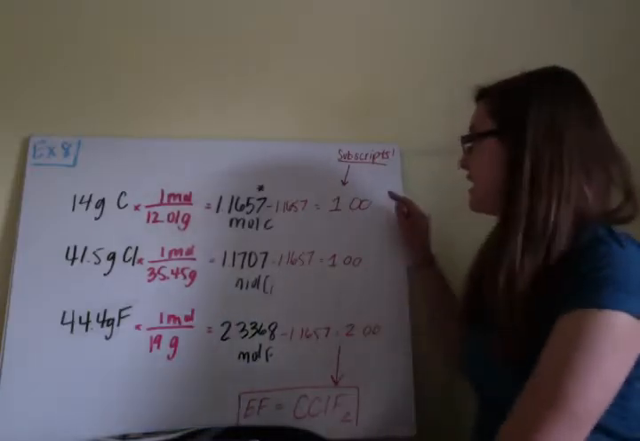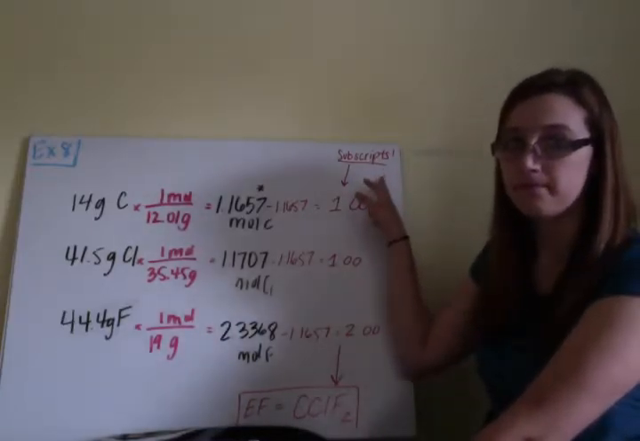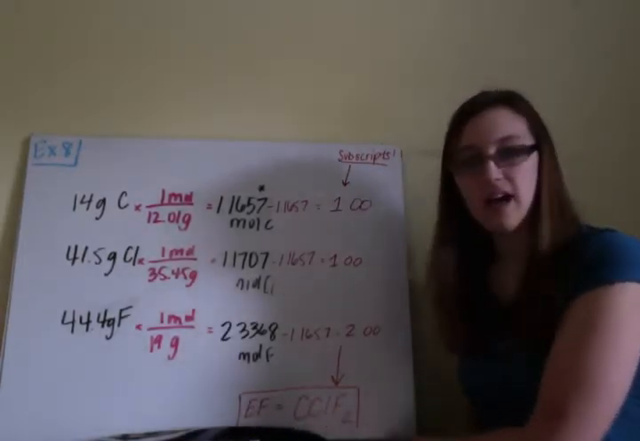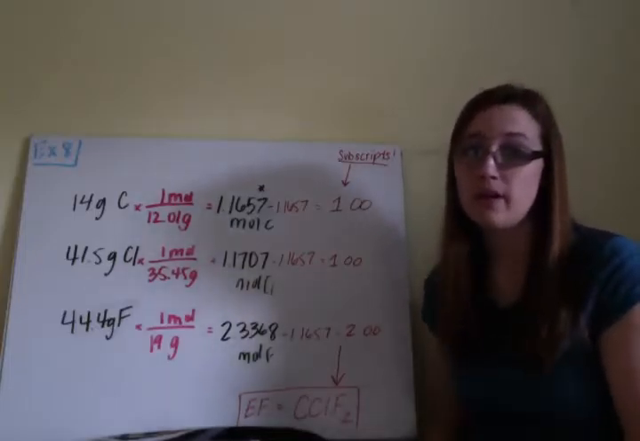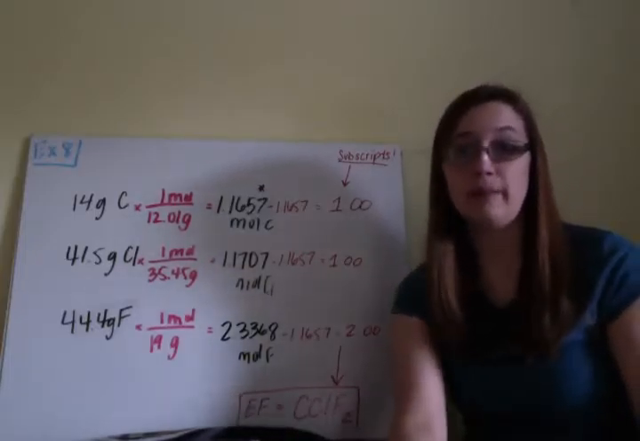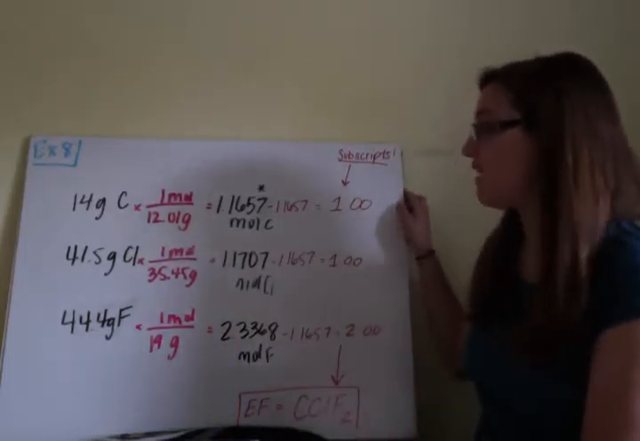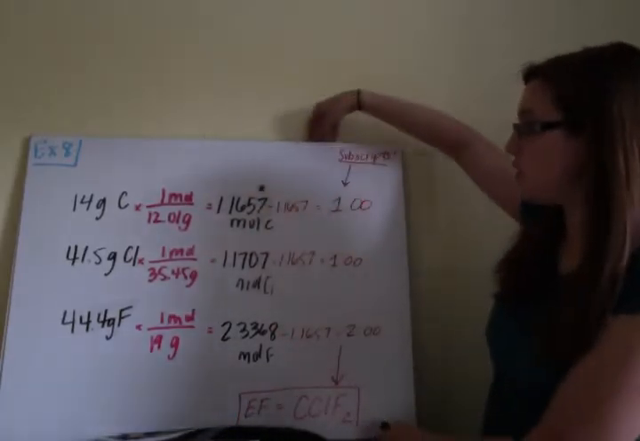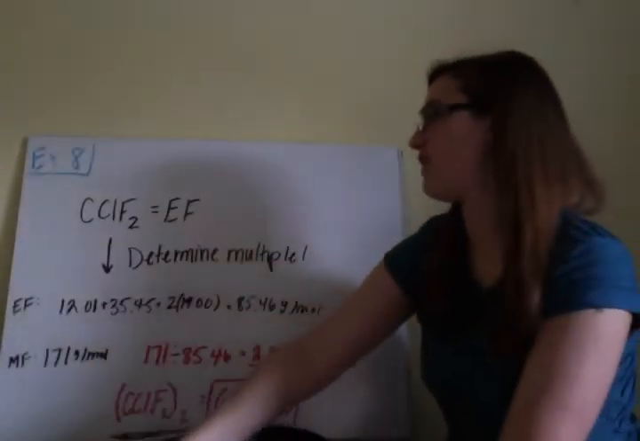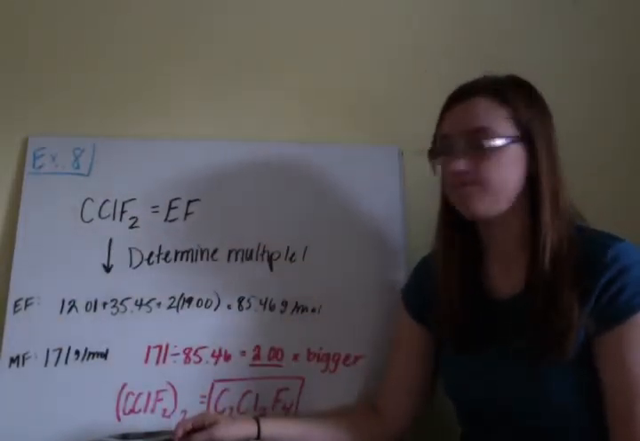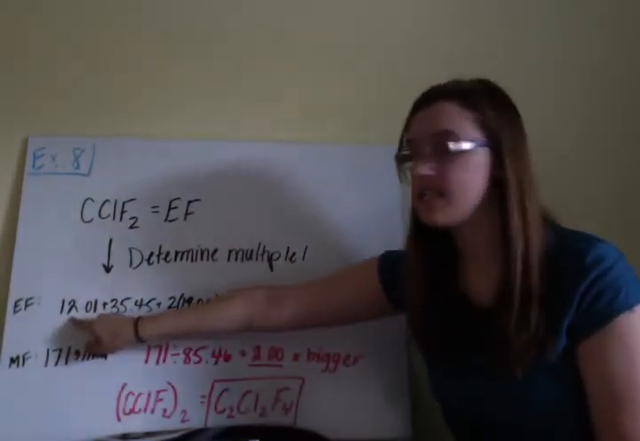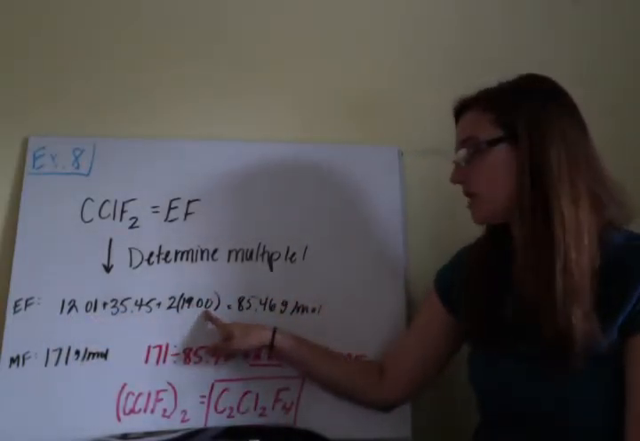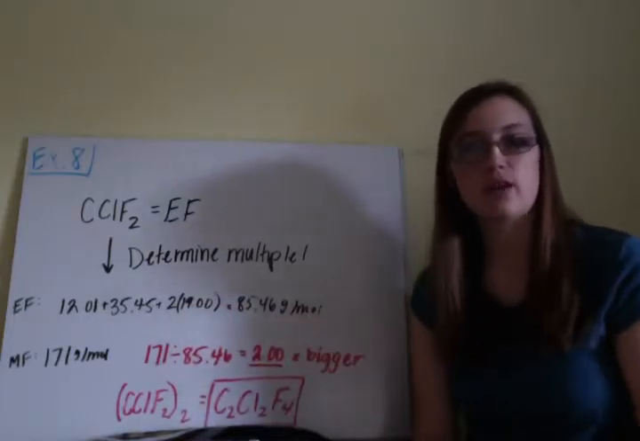So what that means is these values are my subscripts. Okay, so what that means is my empirical formula is CClF2. Now the problem doesn't ask for empirical, it asks for molecular, but finding the empirical is the first step. So once I have the empirical formula, it's going to be really helpful to find that mass. So what we need to do is use the periodic table to find the mass of our empirical formula. And so what I did right here is I used carbon, chlorine, and 2 times fluorine, because that's my empirical formula. I found 85.46 grams per mole.